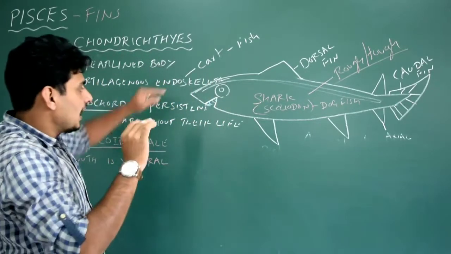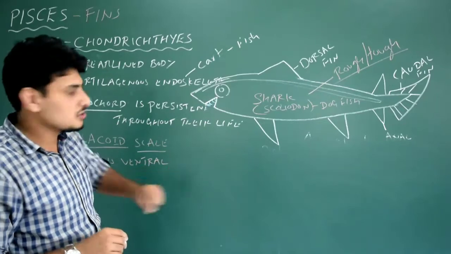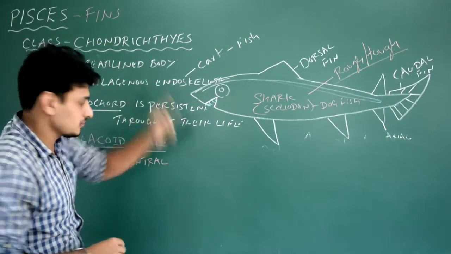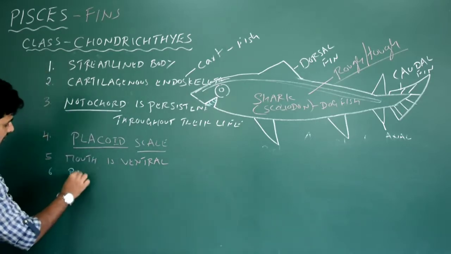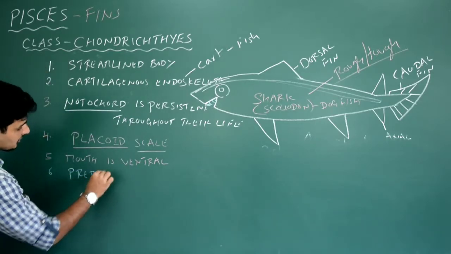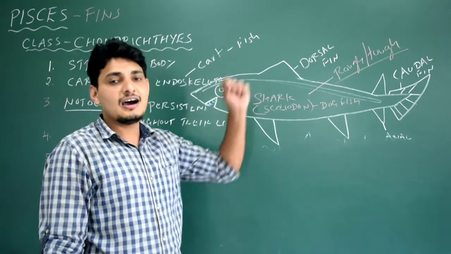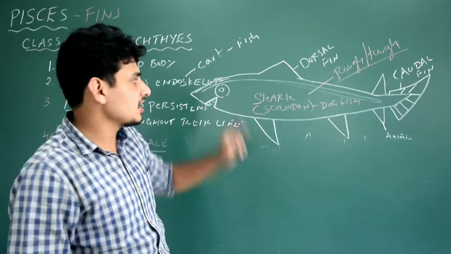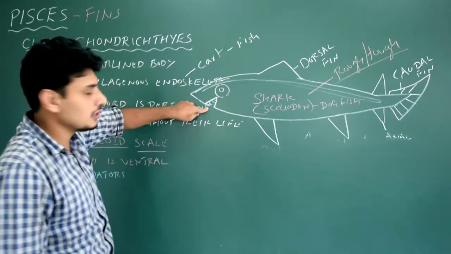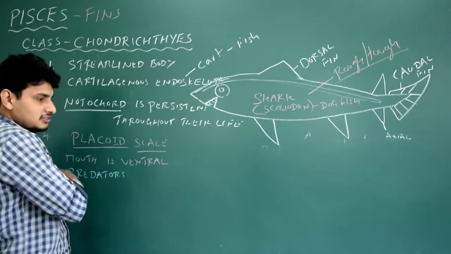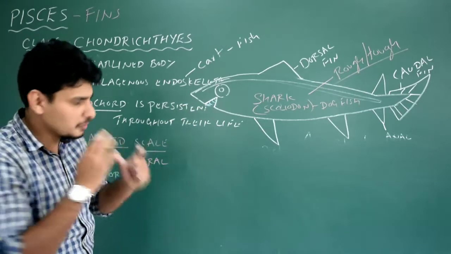Done. Okay. And these teeth are very sharp because all the Chondrichthyes organisms are very good predators. So we just write they are very good predators. Got it? Carnivores. They eat other types of fishes. They just hunt and kill because they have very sharp teeth that are backwardly projected, and they are called predators. They are very good predators.